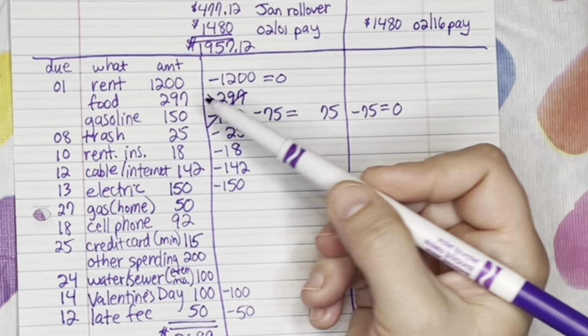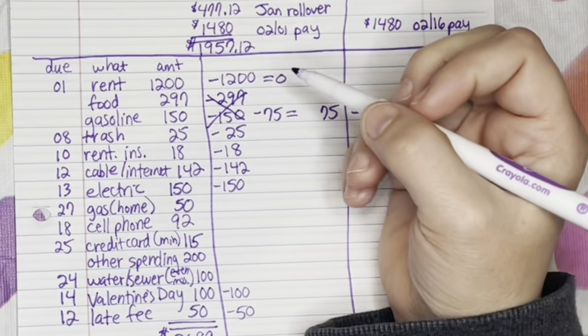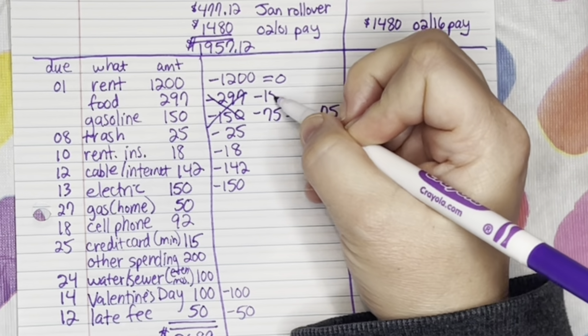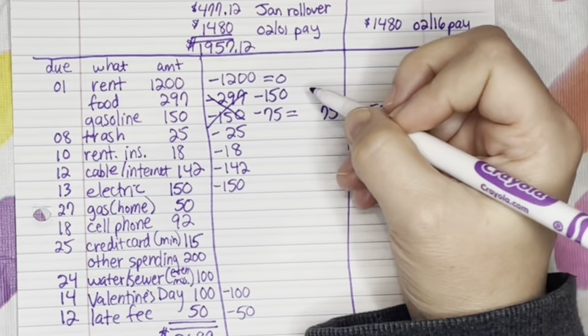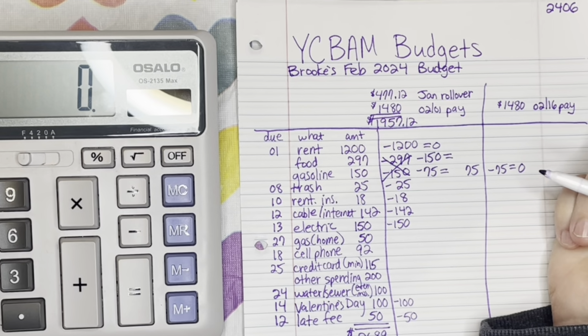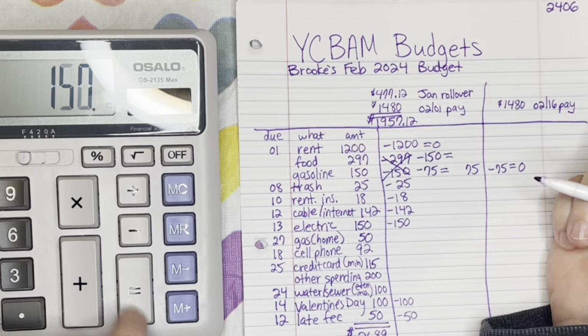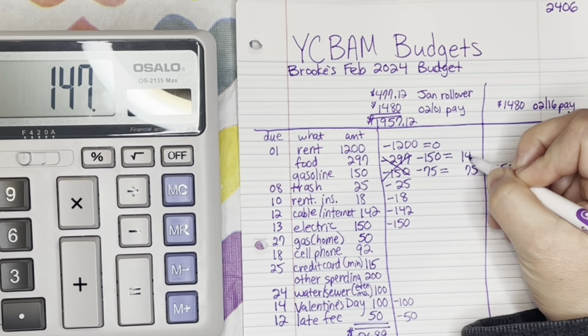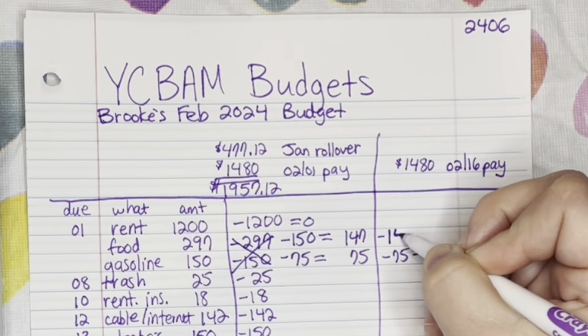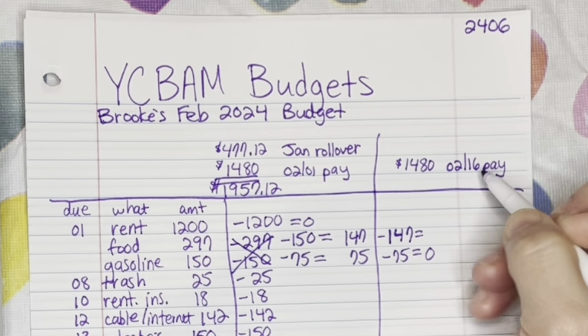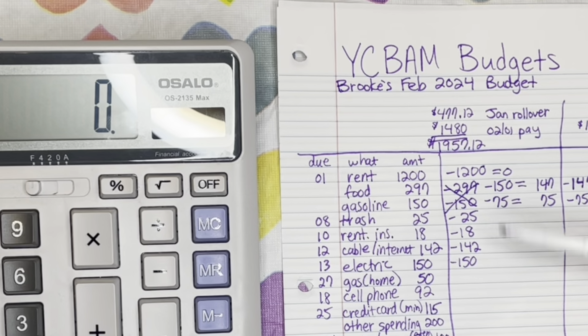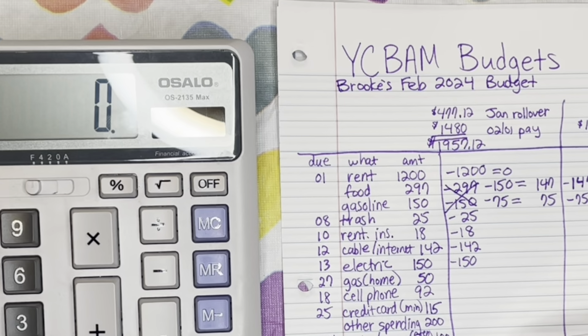Similarly with the food, $297, she's going to use $150 at the beginning of the month. $297 minus $150 is $147. And then she'll take the $147 from this paycheck. Let's calculate and see if that works out.